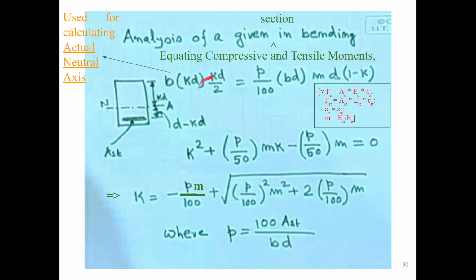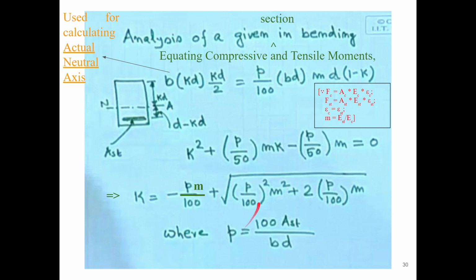So B into KD by 2 is equal to P by 100 into BD into M into D into 1 minus K. Solving this equation, we get K square plus P by 50 into MK minus P by 50 into M equal to 0. Here K is the variable basically, and it is a second order equation.